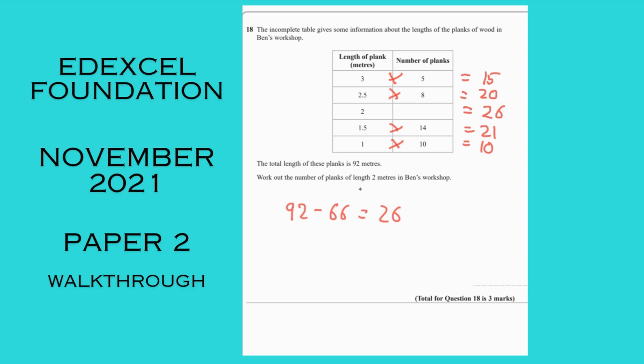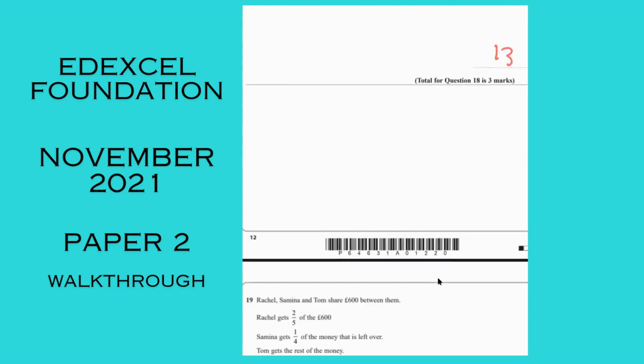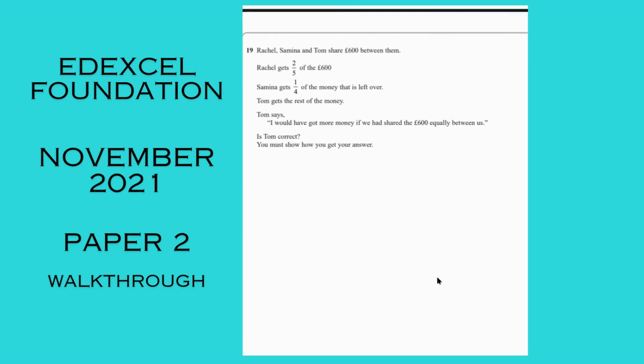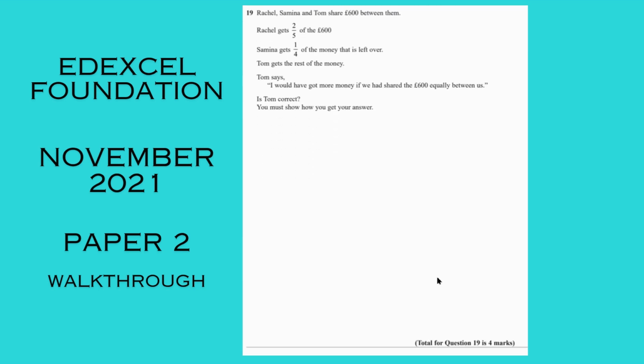So it's a work backwards question. These were at times 26 divided by 2 means a 13 should be going in the blank. On to number 19. No one likes a wordy one, but you've got to take it one stage at a time. Rachel, Samir and Tom share £600. So you could start off going RST. That's fine. But let's just go for Rachel first of all.